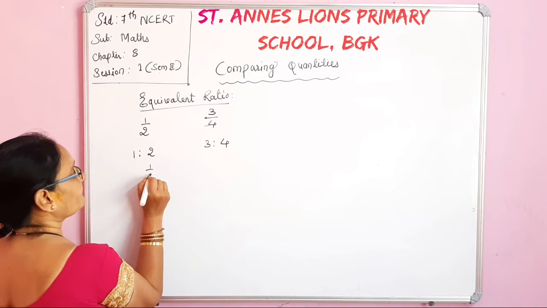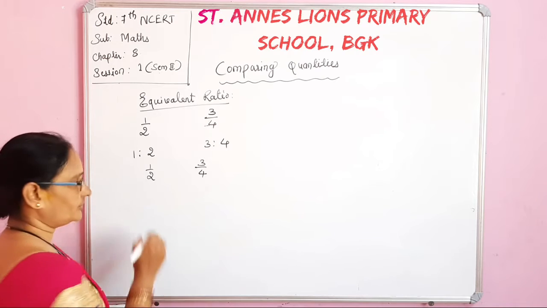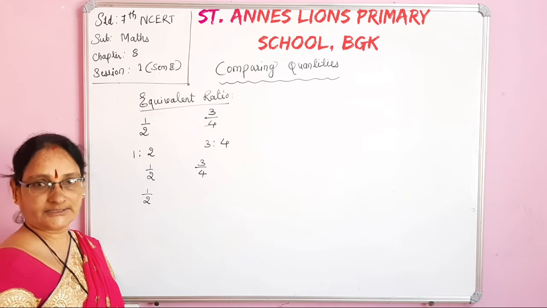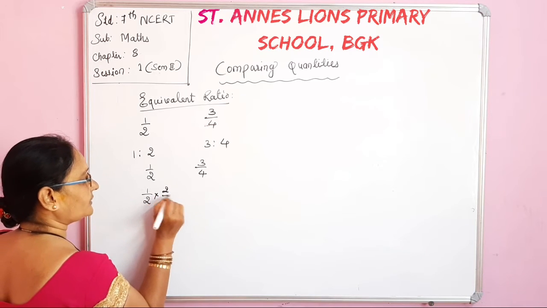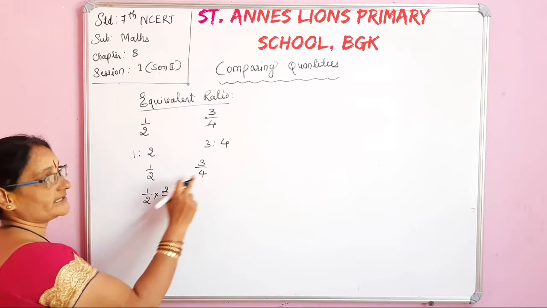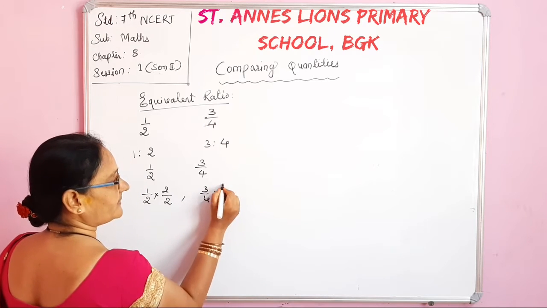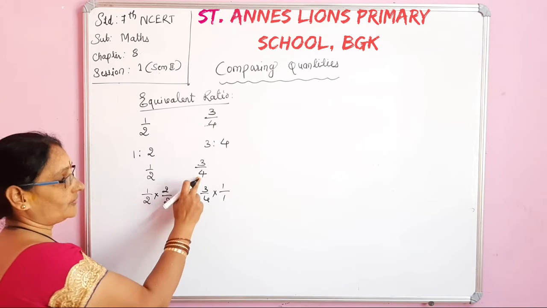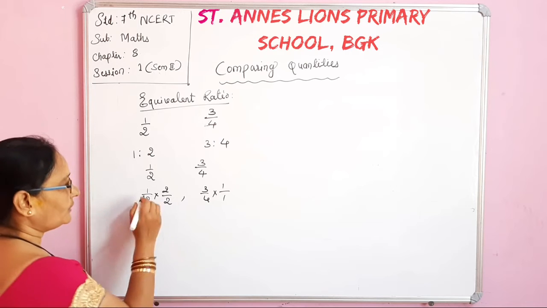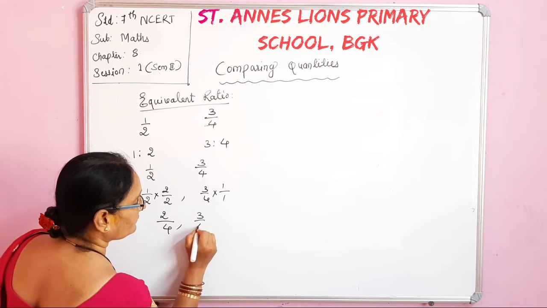See, 1 by 2 and 3 by 4. What is the LCM of these two? 4. You know it. We have to equalize the denominators by taking the LCM. So 1 by 2 is multiplied by 2 by 2. Why? Because we have to convert the denominator into 4, since the LCM is 4. Now 3 by 4, if you want you can multiply by 1 by 1, or otherwise keep it as it is. Now 1 2s are 2, 2 2s are 4. So 2 by 4 and 3 by 4.